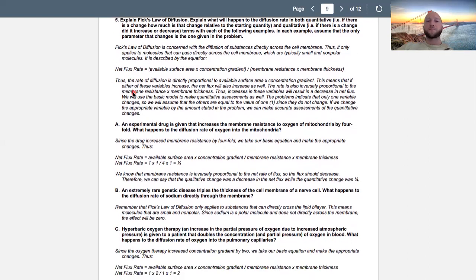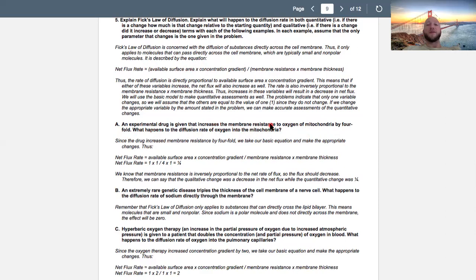All right, so when doing these problems, what I recommend is you write out the equation. You write out net flux is equal to SA, surface area, times concentration gradient over membrane resistance times membrane thickness. And then you put a 1 in front of each of those variables. Then read the question. An experimental drug is given that increases membrane resistance to oxygen of mitochondria by 4-fold. What happens to the diffusion rate of oxygen in the mitochondria?